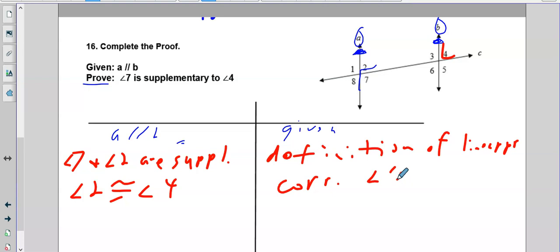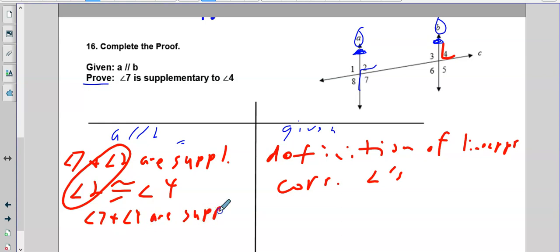All right. And once we know 2 is equal to 4, and 7 and 2, kind of like what we did before, we're going to substitute and say angle 7 and angle 4 are supplementary by substitution. So there's more than one way on these proofs to do it.